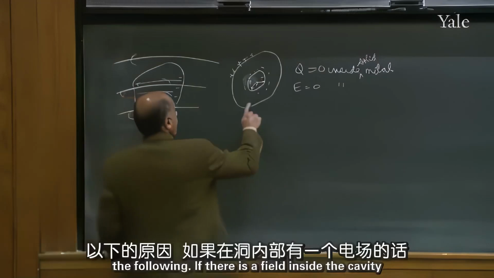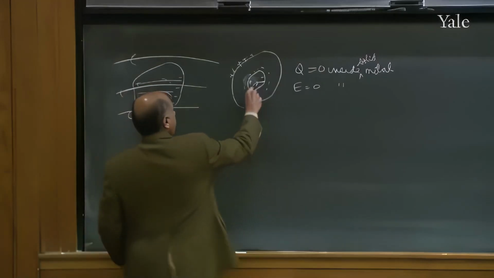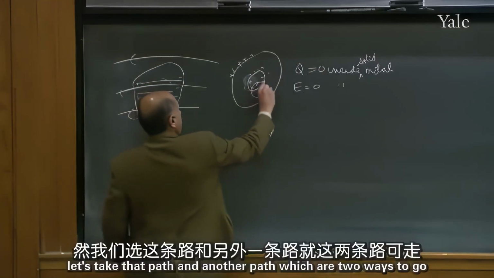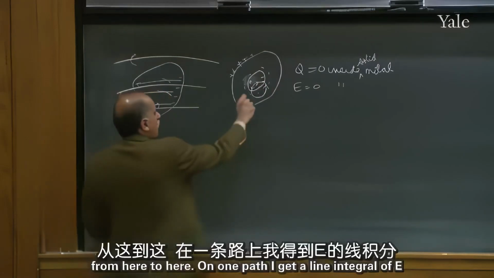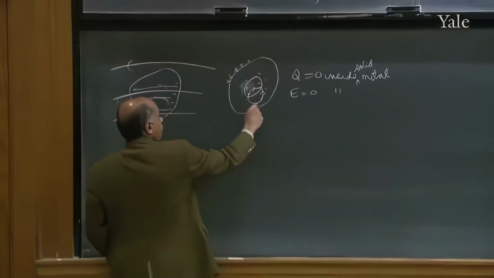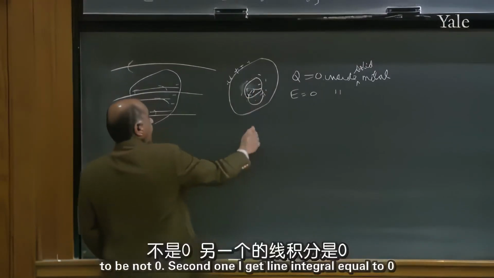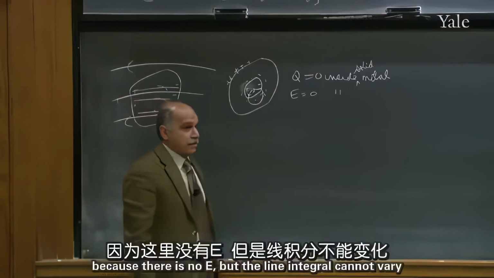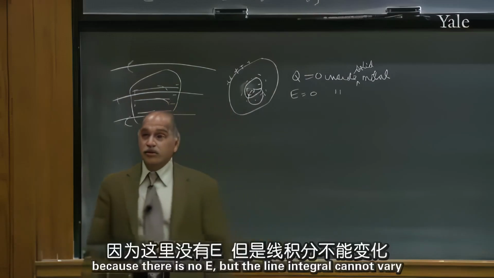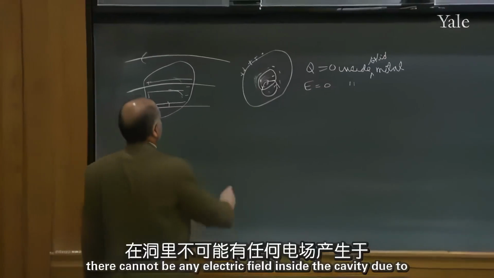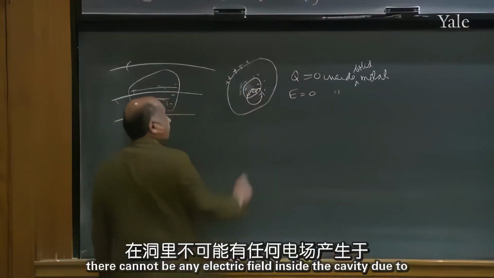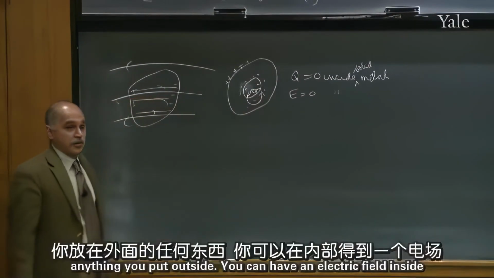because of the following. If there is a field inside the cavity, let's take that path and another path, which are two ways to go from here to here. On one path, I get the line integral of E to be not 0. On the second one, I get the line integral to be 0 because there is no E. But the line integral cannot vary with the path in an electrostatic situation. Therefore, there cannot be any electric field inside the cavity due to anything you put outside.